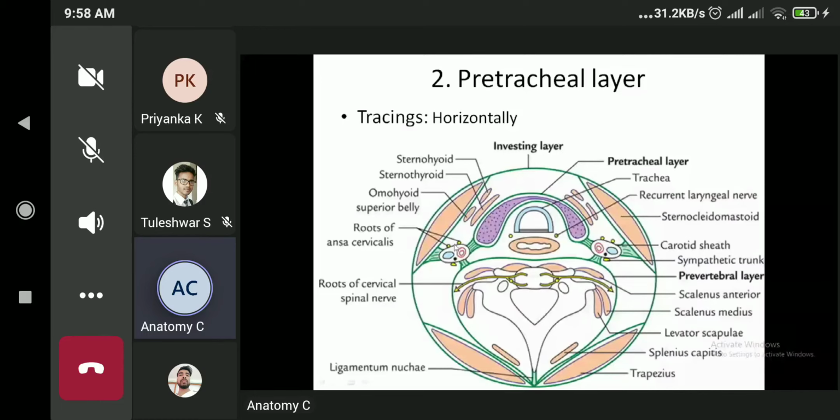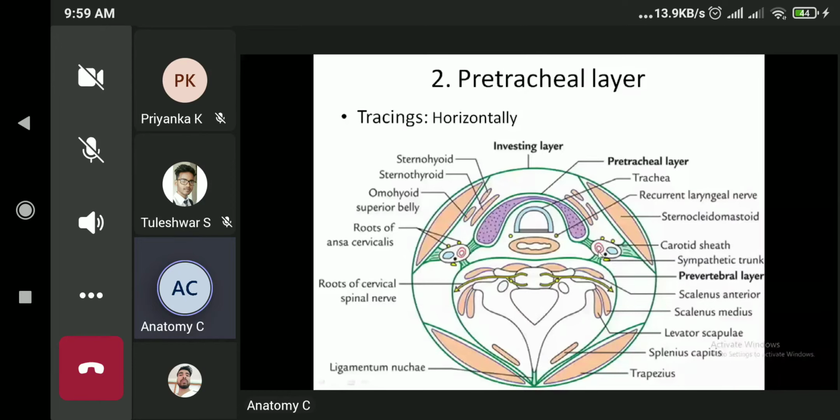Now let's trace this pretracheal layer of deep cervical fascia first horizontally. To trace it horizontally, this pretracheal layer begins from the cervical fascia deep to the sternocleidomastoid muscle. See, this is the sternocleidomastoid muscle. Just deep to it, the pretracheal layer begins here. Then it forms the anterior wall of the carotid sheath. This is the carotid sheath, which, as we mentioned earlier, is the neurovascular compartment that includes the vagus nerve, internal jugular vein, common carotid artery, and its terminal branches.